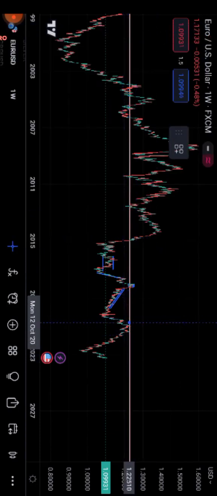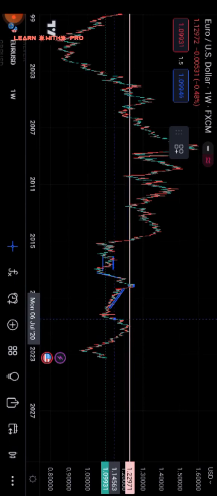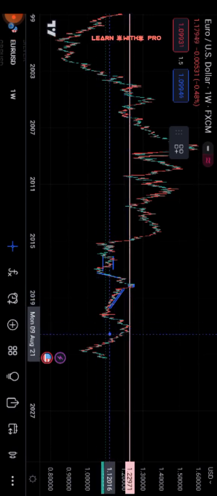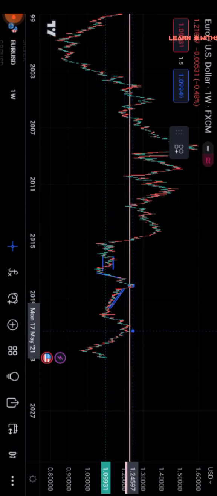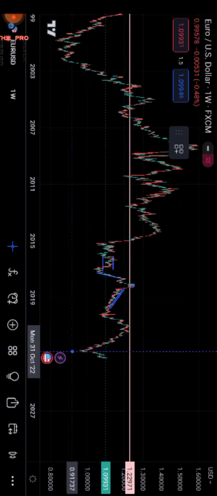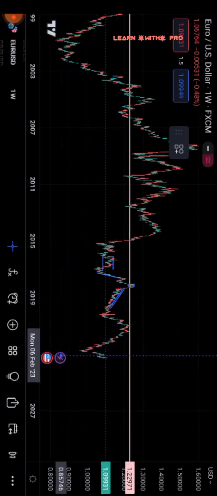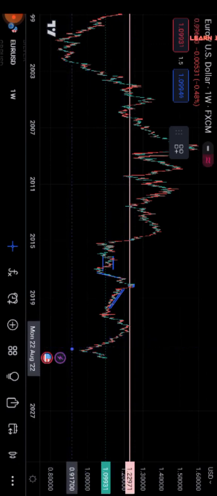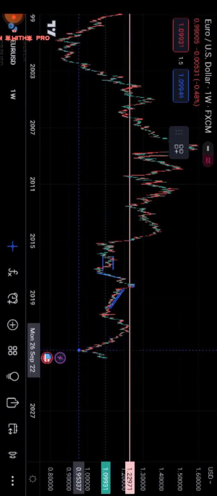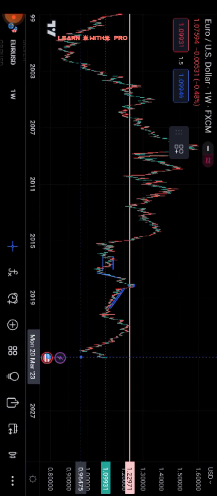Now, see something. You know that this was the resistance line that I put. You can see price got here, then it changed. It went up again, then formed a sell, formed a sell, formed a sell. Now look at this place. This is a support level. Why? Because when price gets to that level, it reverses.